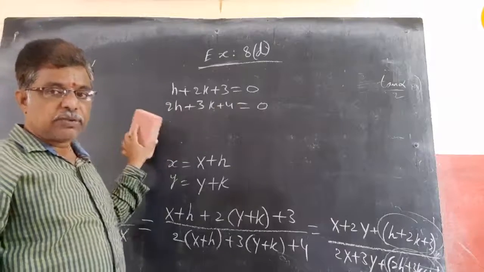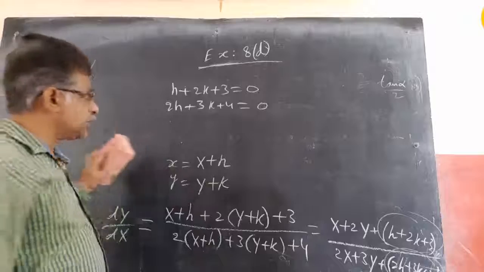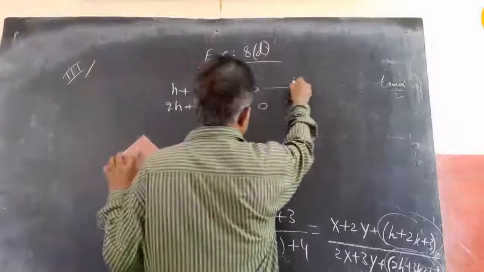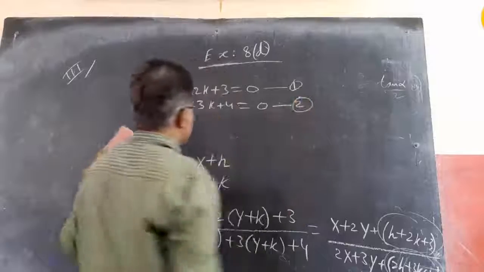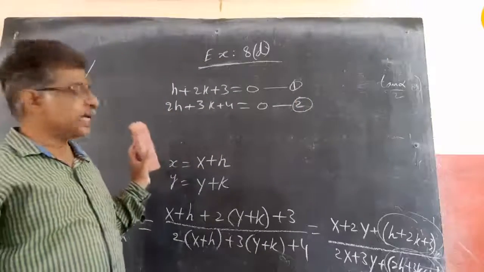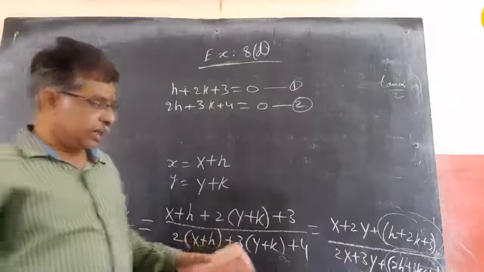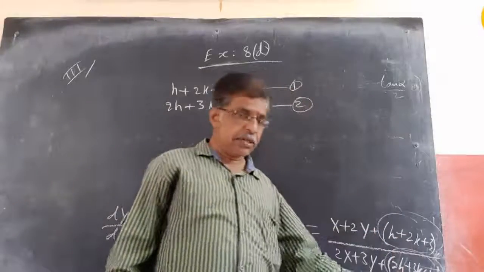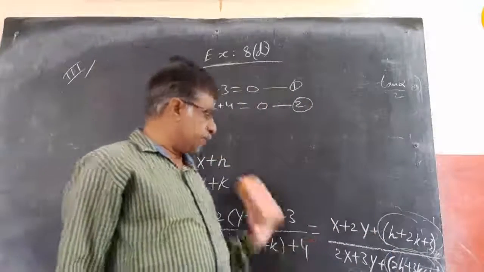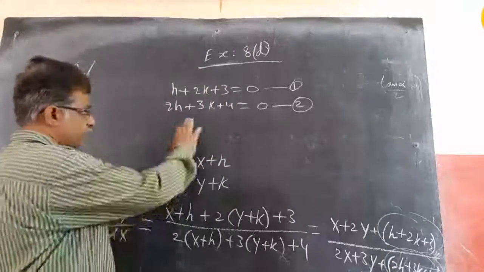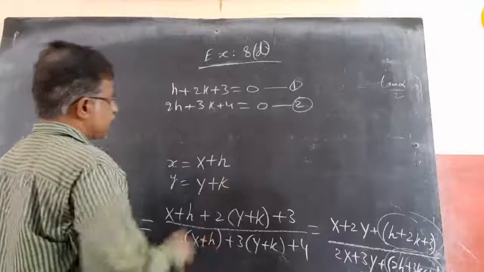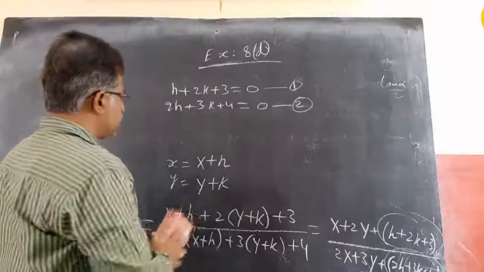So we need to shift the origin to h comma k so that these two are 0. What are the values of h comma k? Which point are we shifting to? Solving these two, if these two are zeros, I can get h comma k so that I can shift the origin to that point. Then this automatically becomes 0. So the equation becomes dY by dX equal to X plus 2Y by 2X plus 3Y. So for finding h comma k, solve 1 and 2.